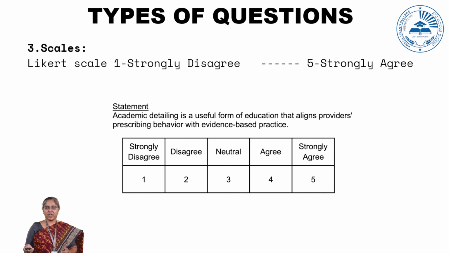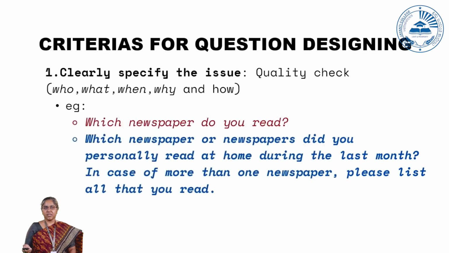So I hope you've understood the 2 types of questions that can be framed in your questionnaire: 1, close-ended, 2, open-ended. Next, what are the different criteria for question designing? There are a lot of criteria, but over here I will be discussing 7 important criteria for question designing.